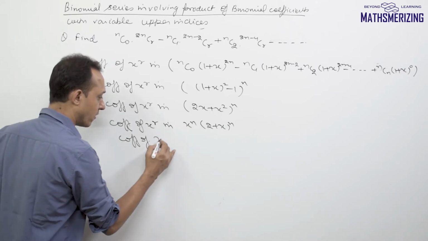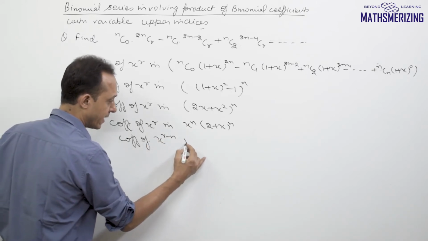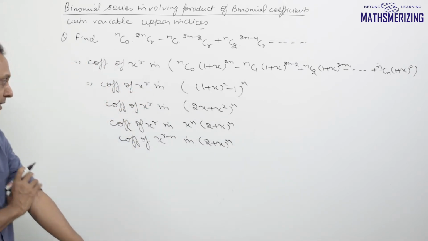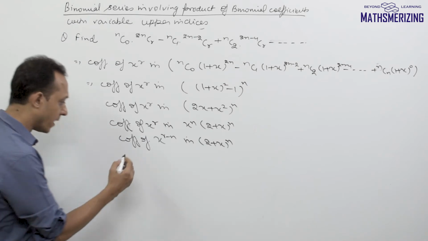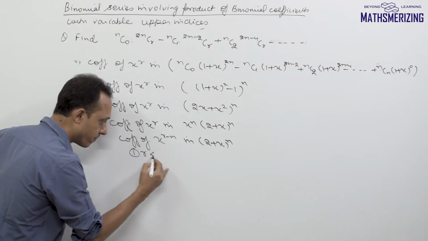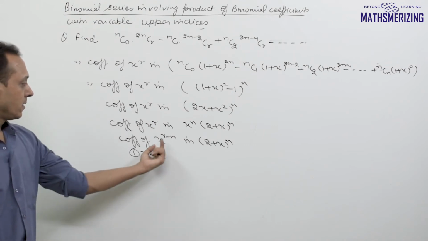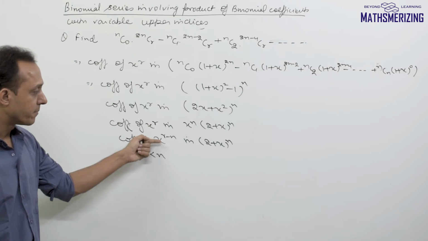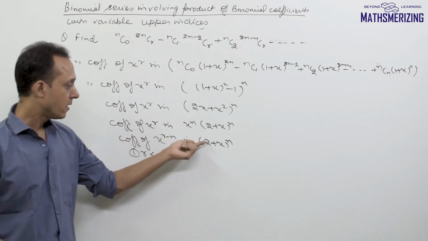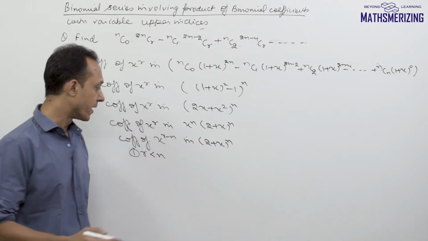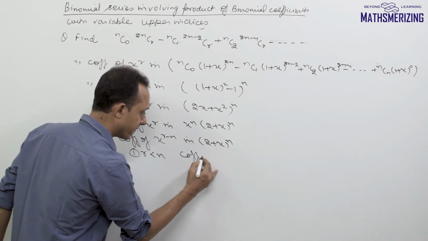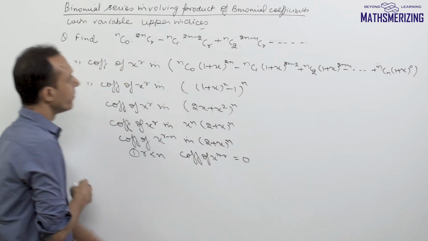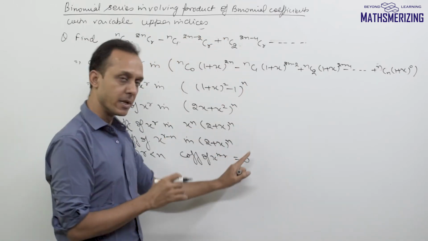So basically I need to find the coefficient of x to the power r minus n in the expansion of (2 + x)^n. Now in the first case, if r is less than n, there will be x to the power of some negative number, so there will be 1 upon x something, and I cannot get 1 upon x something in the expansion of (2 + x)^n. In that case, the coefficient of x to the power n minus r in this series will be 0. That is, the answer to this series in that case will simply be 0.